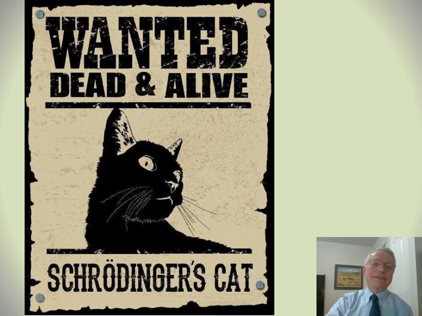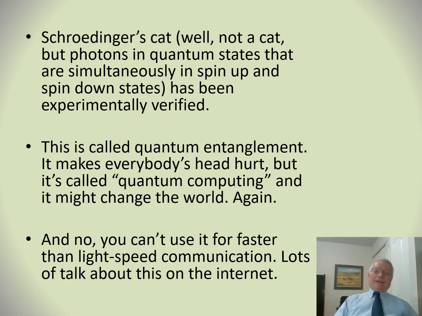Now, one of my kids gave me this poster for Christmas. Well, Schrodinger's cat, of course not using a cat, but using photons in quantum states that are simultaneously either spin up and spin down. I almost said either. No, it's not either. They're both. This photon is both spin up and spin down until you check it somehow. The predictions of Schrodinger's theory for quantum states of photons that are simultaneously up and down have been verified over and over and over again.